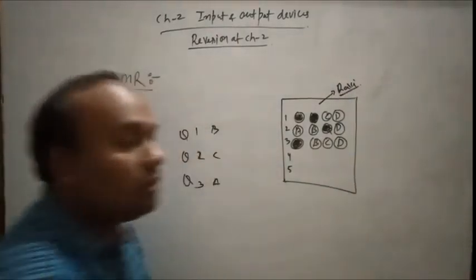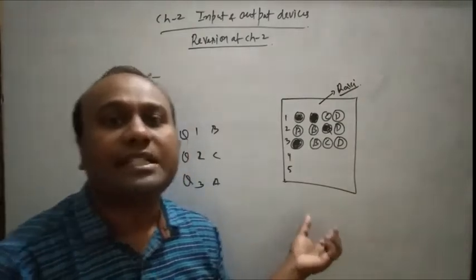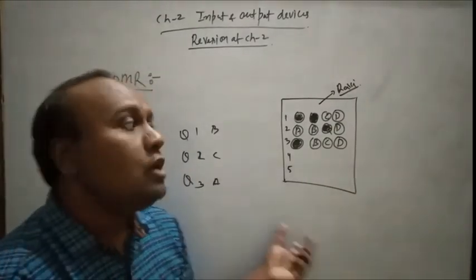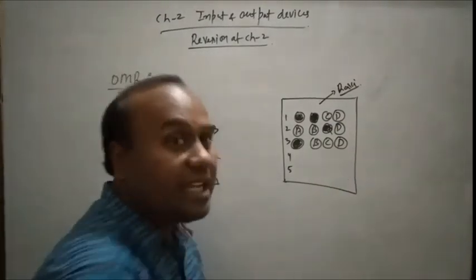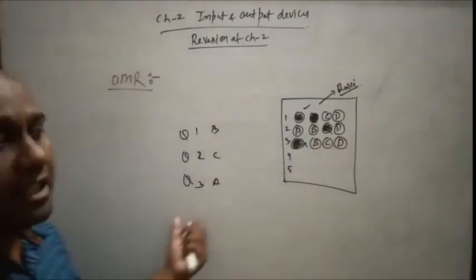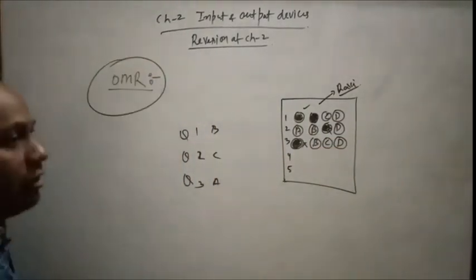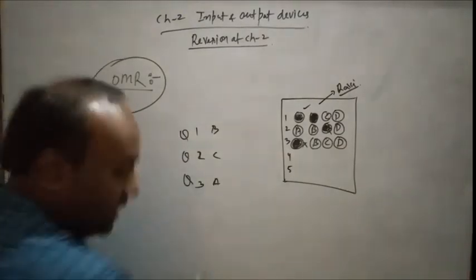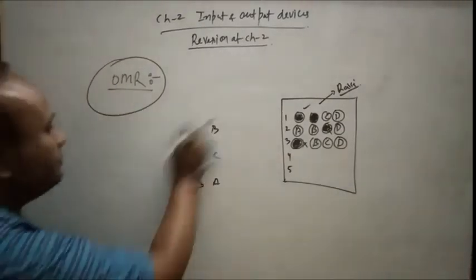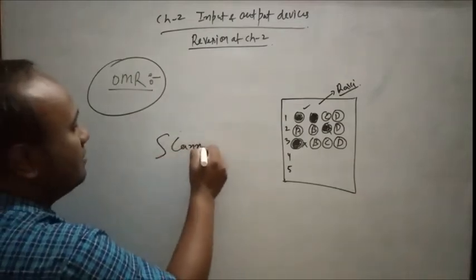Okay, there is a huge number of copies, since many students can give the examination at one time, so no one can check physically this option is right, this option is right, this one is wrong. No one checks it physically. Here we are using one device. The device name is OMR, optical mark reader. It is a type of scanner, an input device.